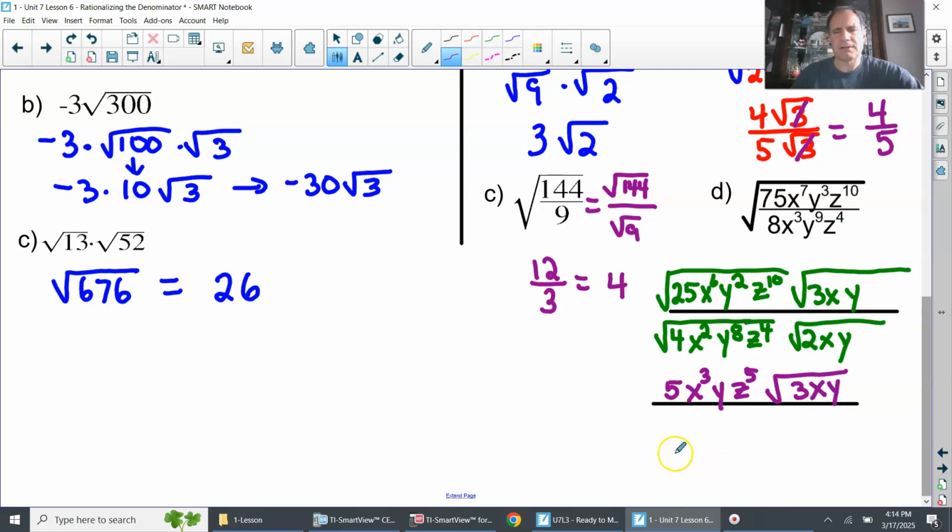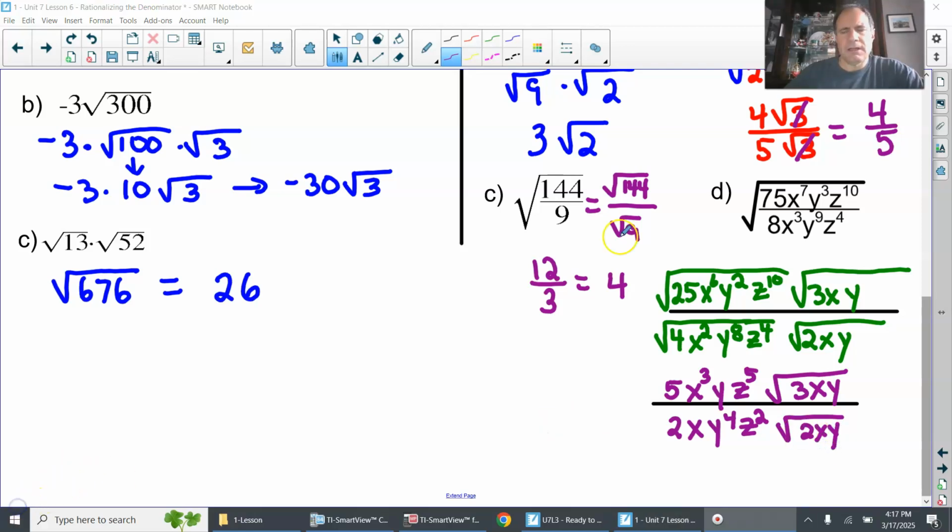is my non-perfect radical. The square root of 4 is 2. The square root of x squared is x. The square root of y to the 8th is y to the 4th. And the square root of z to the 4th is z to the 2nd. And then square root of 2xy. And the only other thing that you could possibly do here is to cancel out the x and the x.